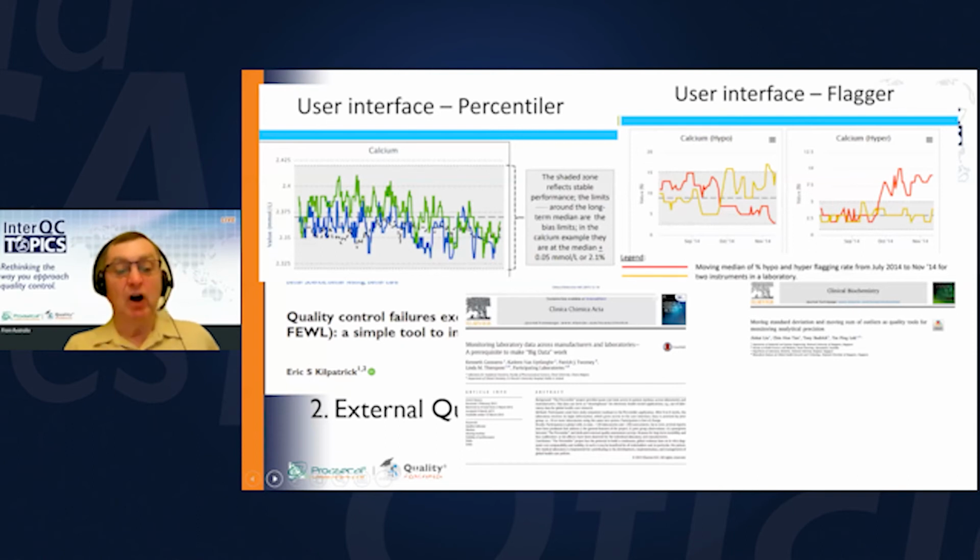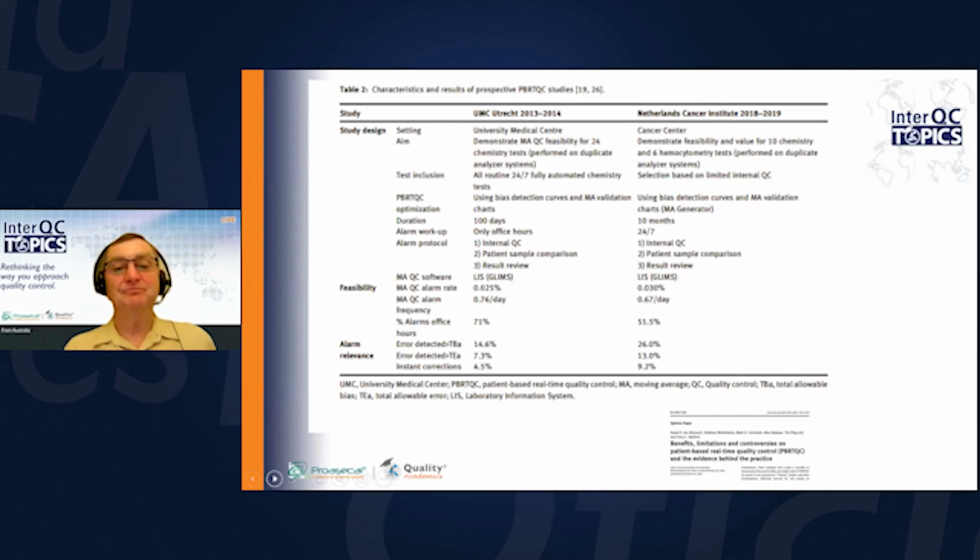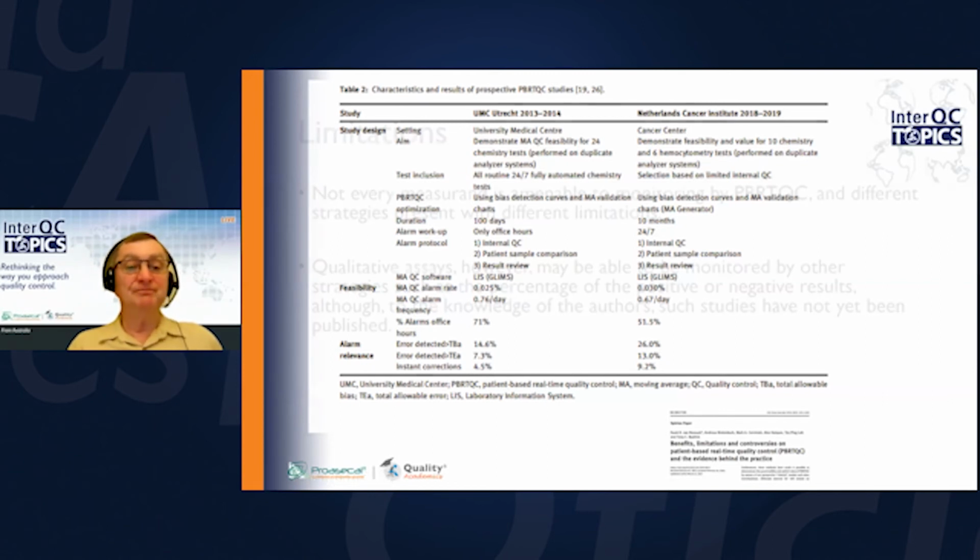But this involves collecting big data, and that's where labs need to be. This is a paper from Hoog and Van Rossum, and it shows that laboratories are using patient-based real-time QC. Laboratories such as the Cancer Centre in the Netherlands. These are laboratories where you would think that there's a lot of abnormal results. You'd think it's not going to work, but in fact it works.